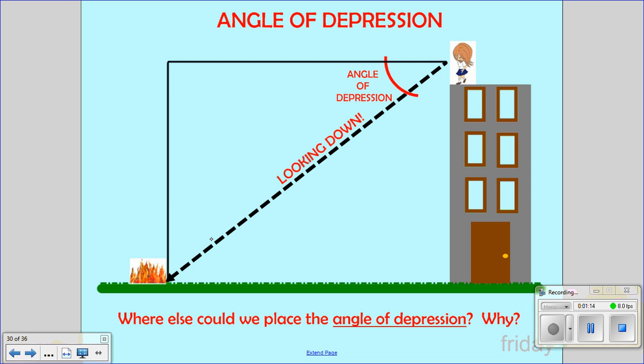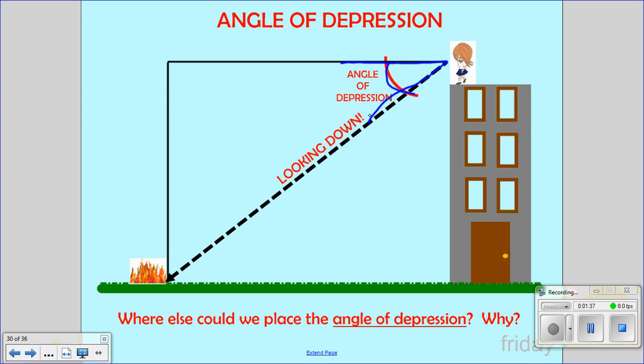Now, depression. When somebody's depressed, they're down, and people who are depressed look down. So the angle of depression is formed by the horizon and looking downward. This would be the horizon, the horizontal. This is when you're looking down, and the corner that joins those two is your angle of depression.